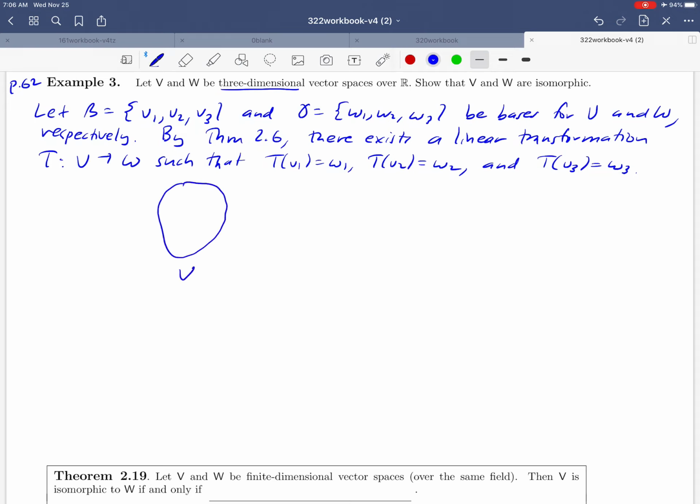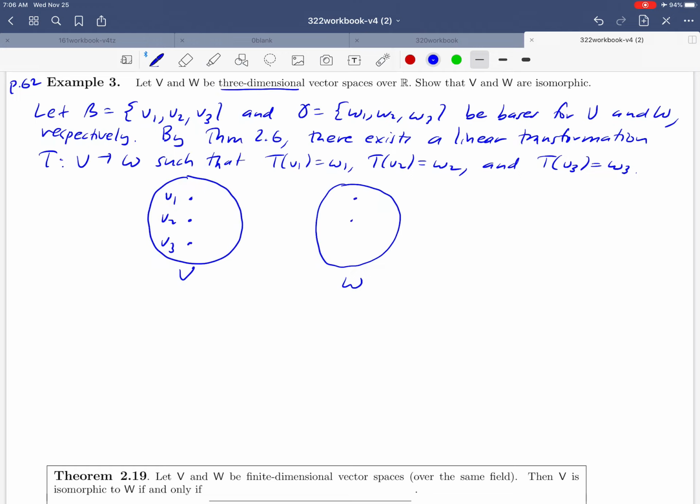Okay, so imagine that this is our vector space V. Over here is our vector space W. Let me make this circle a little bit bigger over here. All right. And in V, somewhere in V are the three vectors in our basis beta. Okay, so maybe they look like this: V1, V2, and V3. And over here in W, we've got our three basis vectors that are in gamma, W1, W2, and W3. And our mapping T just pairs those vectors up with each other.